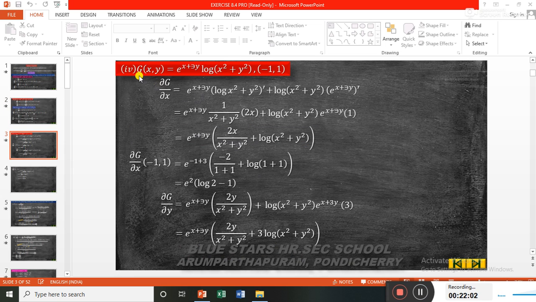So next, the fourth subdivision, not a fourth problem. g of x comma y equals e power x plus 3y, log of x squared plus y squared, at the point minus 1 comma 1. So now we calculate dou g by dou x and dou g by dou y. Here it is not 3y, it is a 3. The question is x plus 3y. Now I partially differentiate with respect to x. So dou g by dou x equals this.